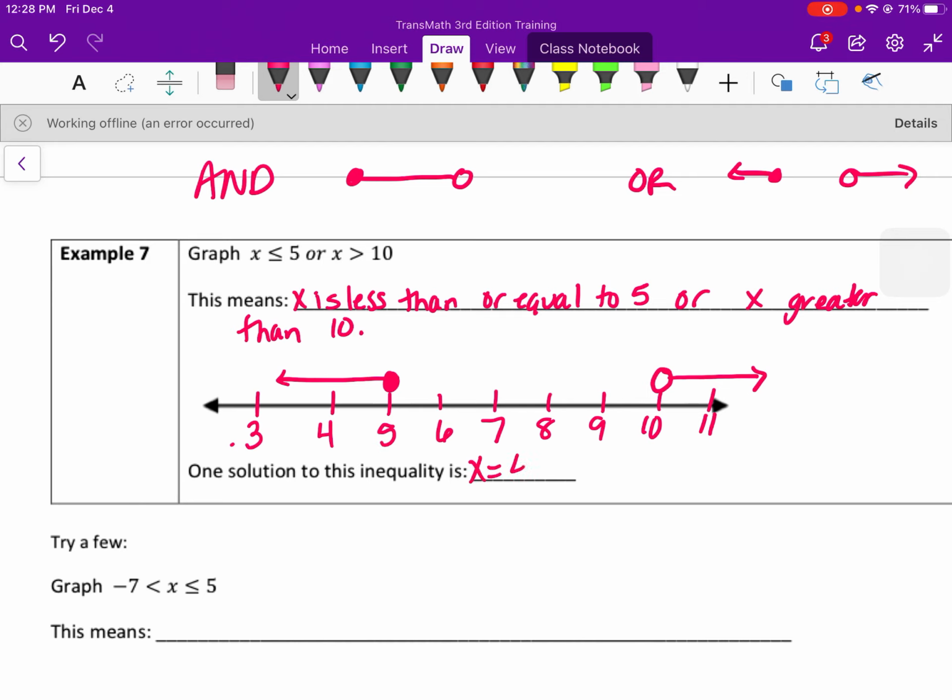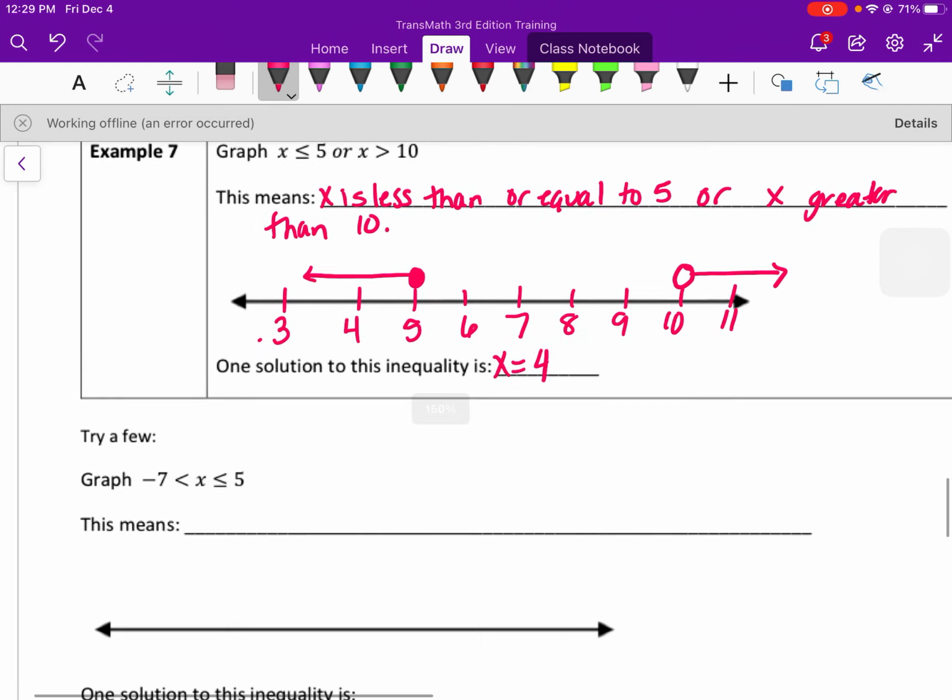One inequality solution would be x equals 4. 4 is less than or equal to 5 or greater than 10. So it's or, one or the other. It just has to fit into one of the two.